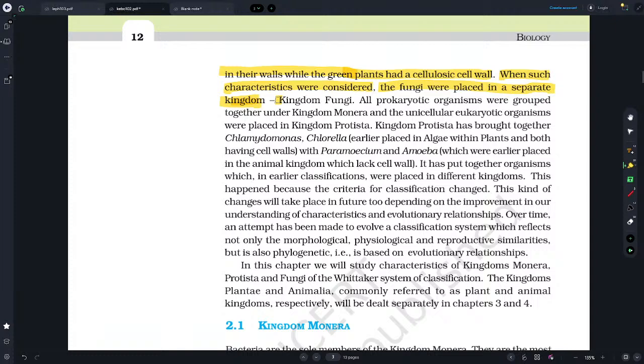The characteristics of the five kingdoms. Except Monera, all the other four kingdoms are eukaryotic, whereas Monera is prokaryotic. The cell wall in Monera is non-cellulosic, a polysaccharide with amino acids. In Protista, some had a cell wall but some didn't. In Fungi, the cell wall is present and is made of chitin, we can say a chitinous cell wall. In Plantae, it is present and cellulosic, meaning it is made of cellulose. Animalia is the only kingdom that doesn't have a cell wall.